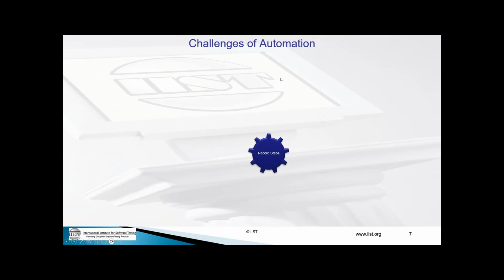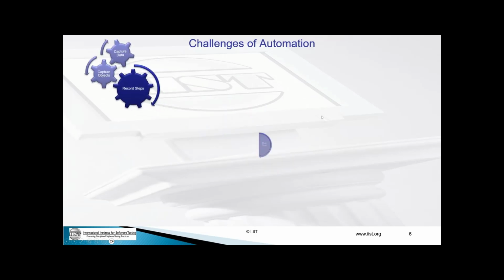Let's talk a little bit about the challenges of automation. We're going to talk about the last thing. Essentially, with most tools, you usually have some sort of recorder that'll go out there, capture your objects, capture some data, create yourself a test, and then all you have to do is run the test and report on those results. And that's it. Your day is done.